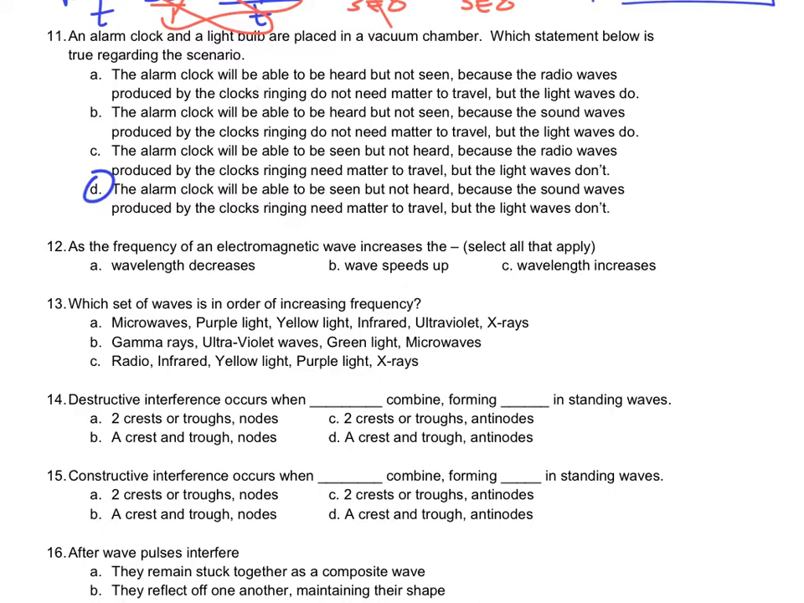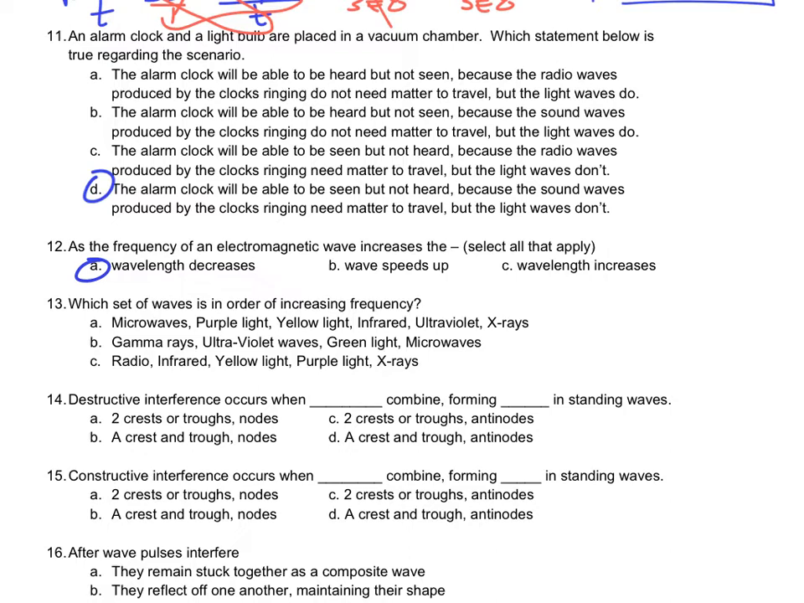Well, as the frequency increases, the waves get closer together, so the wavelength gets shorter. Now the speed of the waves doesn't change because all of the electromagnetic waves travel at the same speed. Number 13, which set of waves is in order of increasing frequency?